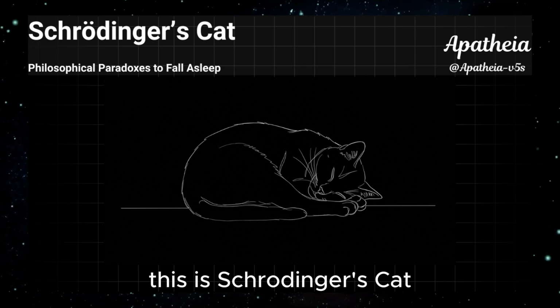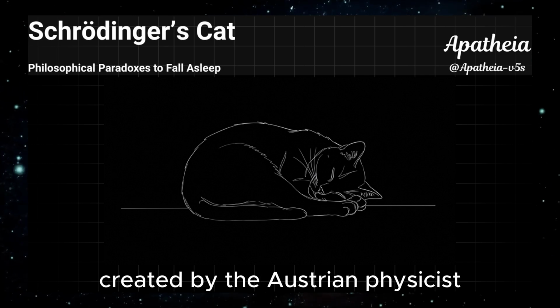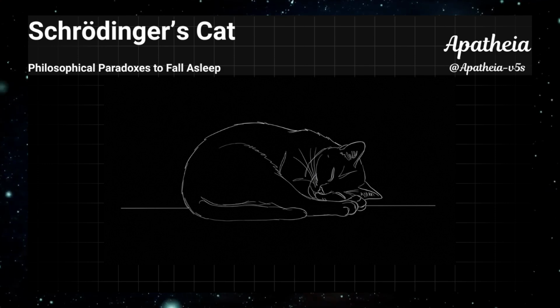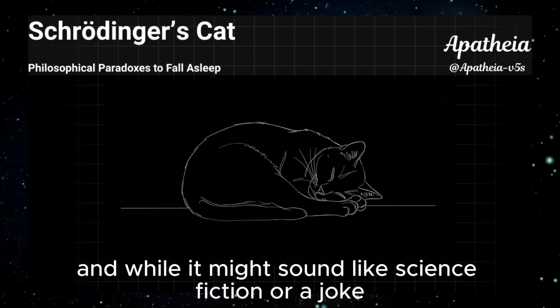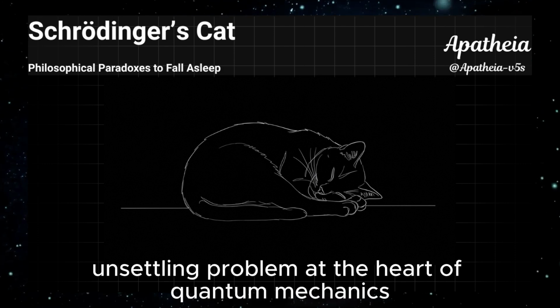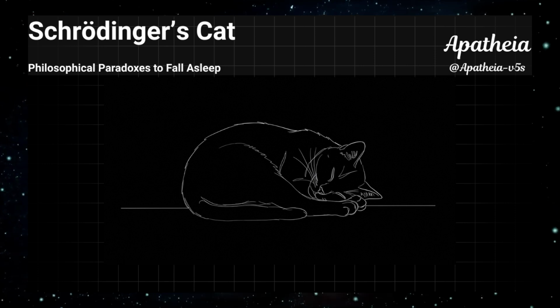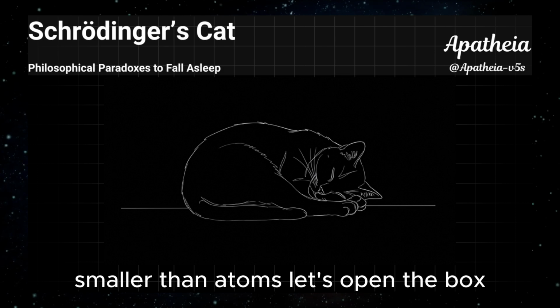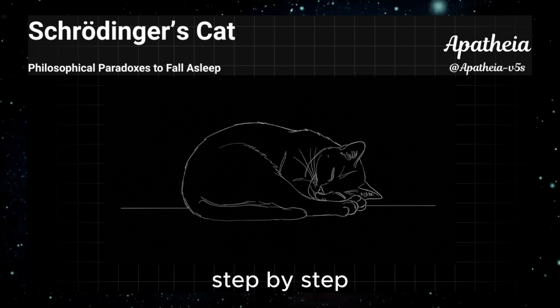This is Schrodinger's cat, a mind-bending paradox created by the Austrian physicist Erwin Schrödinger in 1935. And while it might sound like science fiction or a joke, it was actually designed to highlight a real, unsettling problem at the heart of quantum mechanics, the branch of physics that deals with particles smaller than atoms. Let's open the box, step by step.